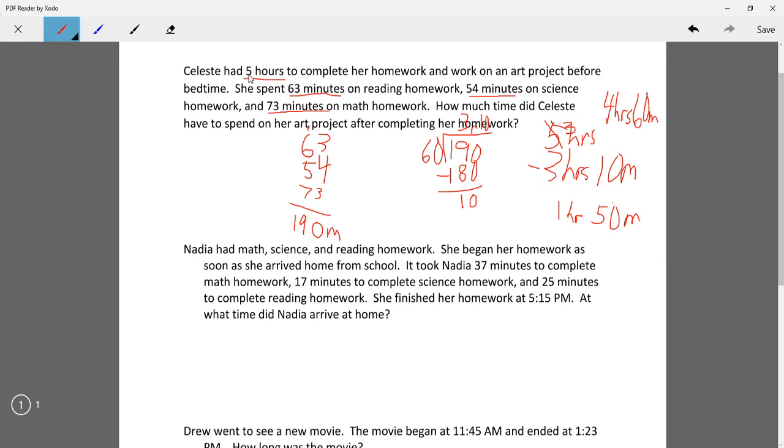Let's do it the other way now. So 5 hours, now to convert hours to minutes, I'm going to have to multiply by 60, because going from a bigger unit to a smaller unit, you have to multiply when you're doing conversions. So 5 times 60, I know 5 times 6 is 30, so 5 times 60 is 300. Then I subtract 190 minutes, and that gives me 110.